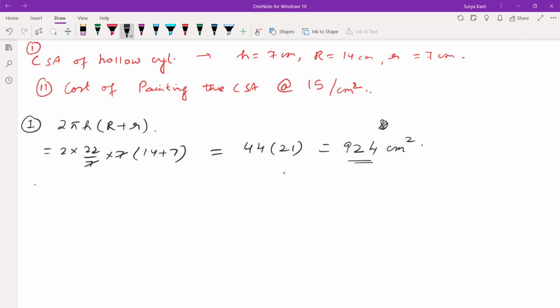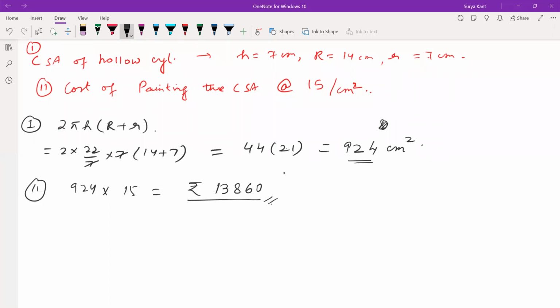Now second. 924 into 15, sir. Cost of painting. 924 into 15. On multiplying, what you get? This is rupees. How much you'll get? 13,860 rupees. Yes, sir.